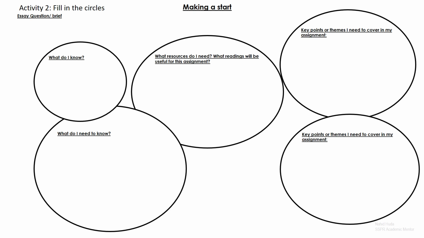The second element focuses on what you need to know. Where are the gaps in your knowledge? How does this relate to the topic or theme? Finally, what resources do you need to be able to help you to find out? What readings will be useful for your assignment? As you research and gather sources, make a bullet point list of key themes or points that may go into your essay.